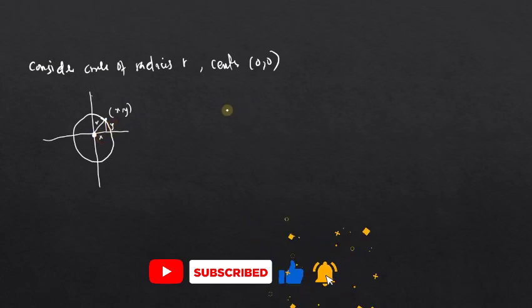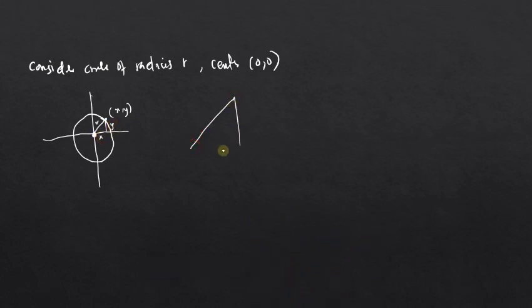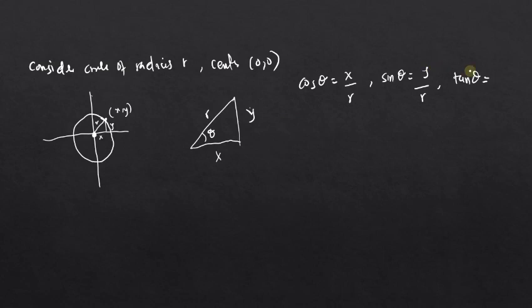From here we will realize that cos theta will be equal to adjacent, which is x, over r, and then sin theta will be equal to opposite, which is y, over hypotenuse r, and then tan theta will be equal to opposite over adjacent. So it is y over x.